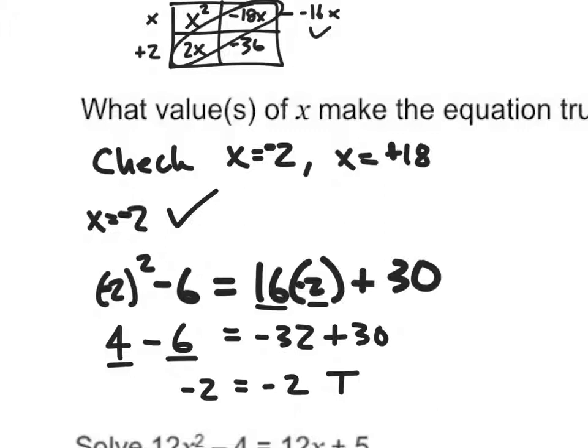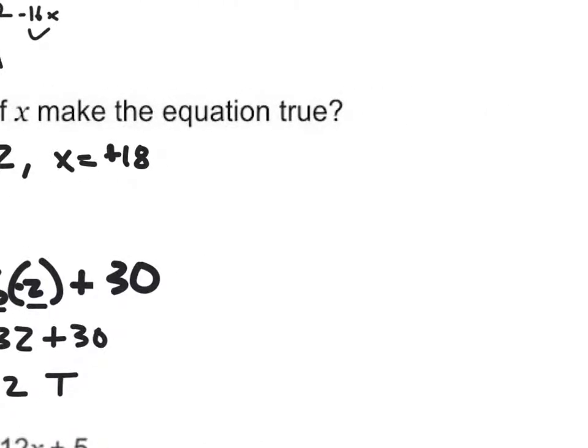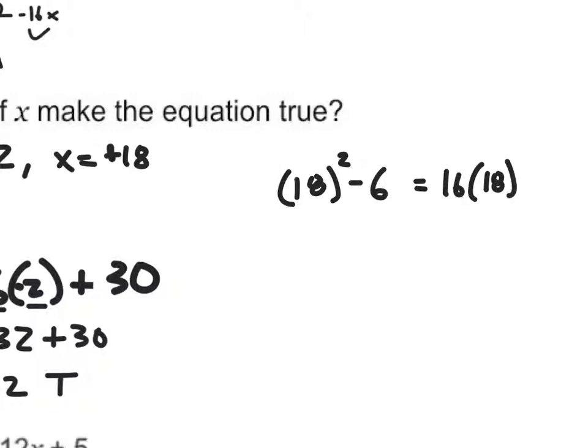Now, the next thing I want to do is plug in 18 and see if that holds true. So I'm going to do 18 squared. Give me a second here. 18 squared minus 6 is equal to 16 times 18 and then plus 30. Okay, so let's check that.